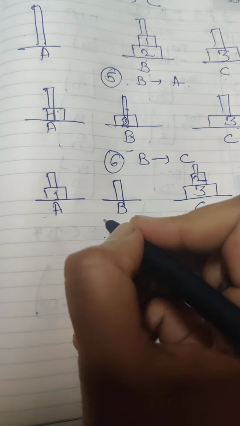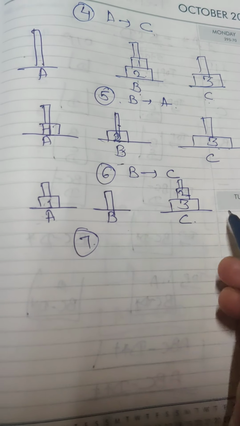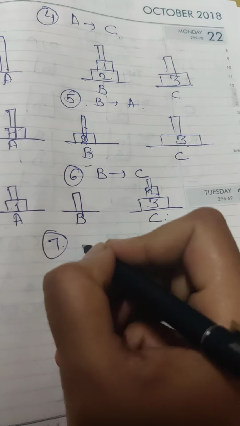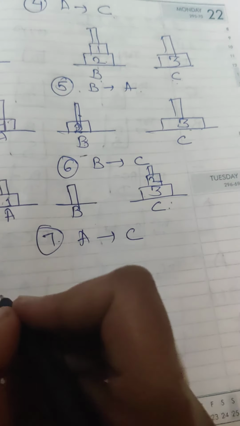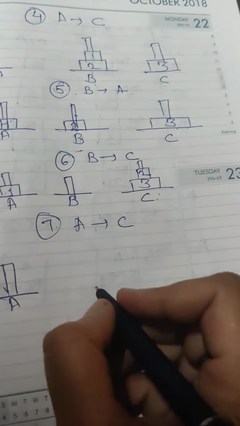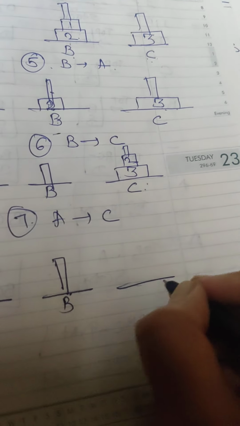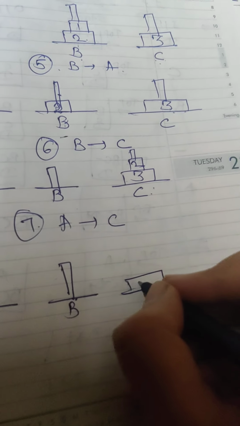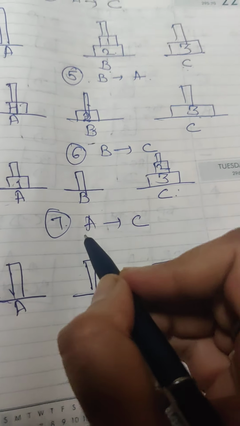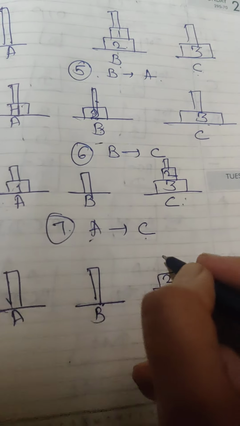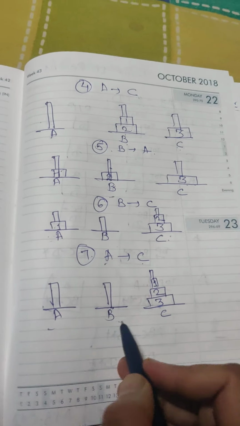Now this is the last step where we will be moving the smaller disc on this, that will be the movement from A to C. So A will be blank as we are moving A to C. B is already blank, and in C we are having number 3 disc, number 2 disc, and we are moving from A to C, that is nothing but 1. So we are moving 1 over here. So this is A, B and C.